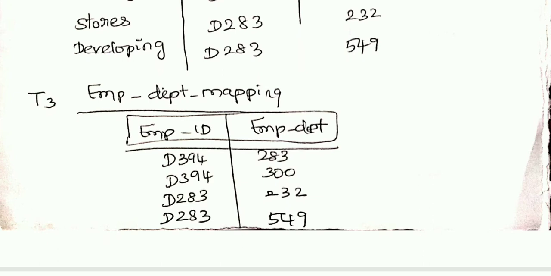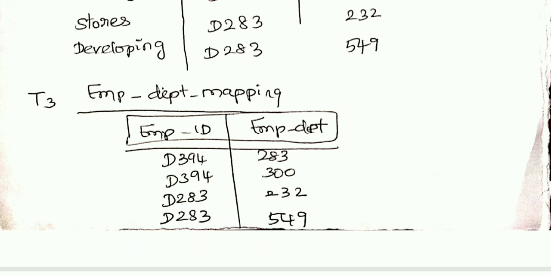So in the employee department mapping, employee ID and employee department are the two attributes, taken from the super key of the first two tables, the T1 and T2 decomposed tables. So from these two tables, employee ID and department will be taken. The values are appropriate from the table. So this is your third decomposed table.